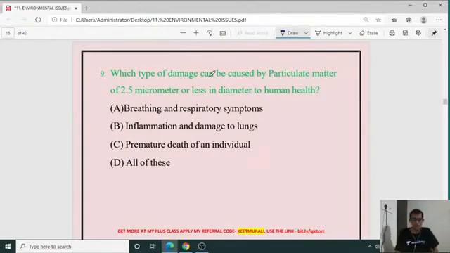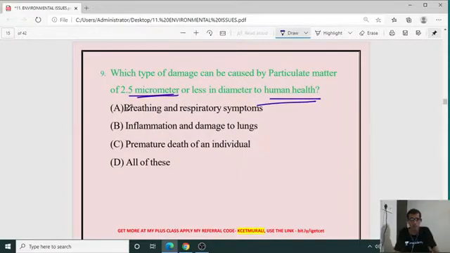Then, which type of damage can be caused by particulate matter of 2.5 micrometer or less in diameter to human health? What is the major effect on human health? Breathing and respiratory symptoms will be there. Inflammation and damage to the lungs will be there. Premature death of an individual will be there. So the right answer is D. All of this is right. Okay, so the right answer is D for the 9th question.